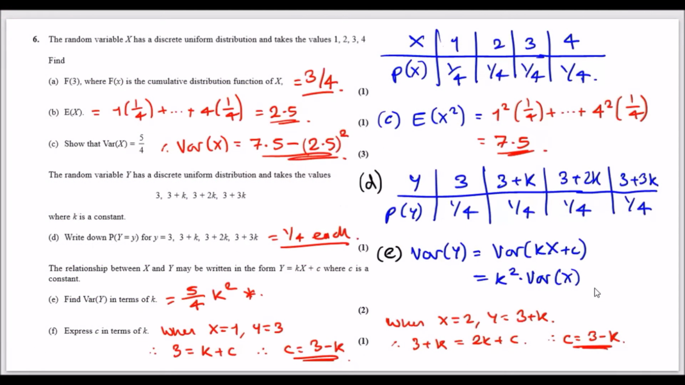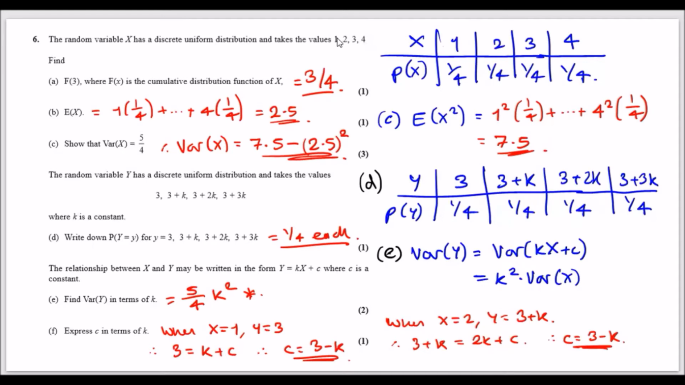So let's have a look. The random variable x has a discrete uniform distribution and takes values 1, 2, 3, and 4. Before we do even a probability distribution, I want to take a pause and realize what is meant by discrete. If something is a discrete uniform, and because it's uniform, this means that each of these values has an equal probability.